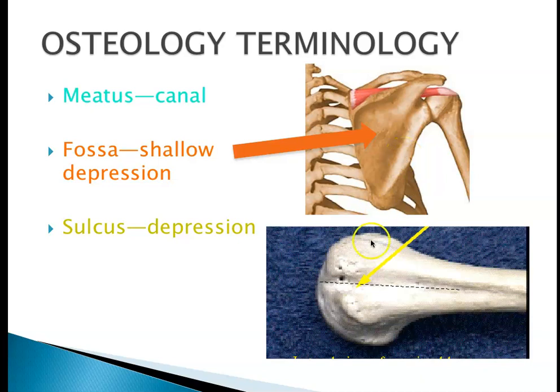And here is our example of a sulcus. This is the proximal or top portion of the humerus, and the depression lies right in between our greater tubercle and our lesser tubercle. So this is called our intertubercular sulcus. Inter meaning between, tubercular referring to the tubercles, and sulcus referring to a depression. Or we can also use the term groove to describe what a sulcus is like.